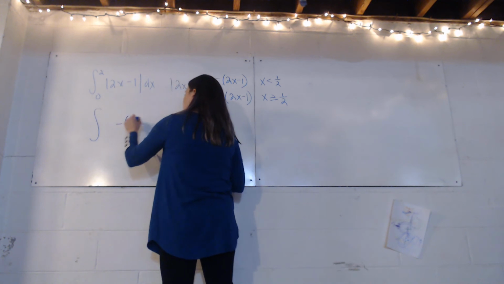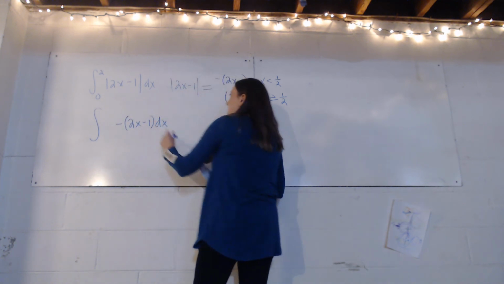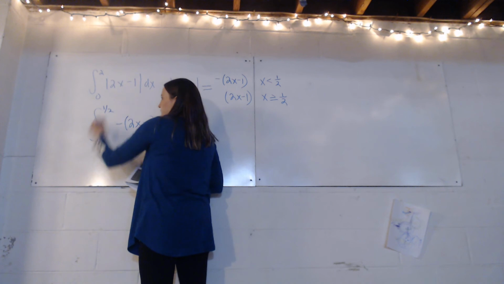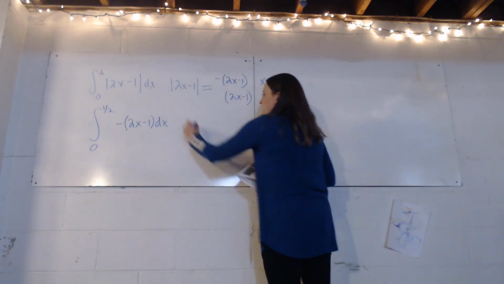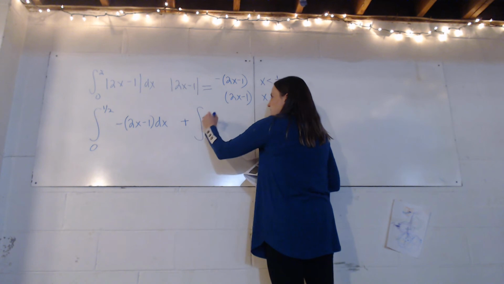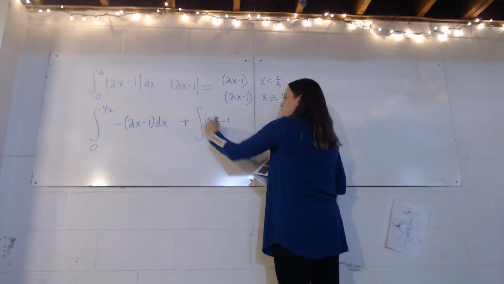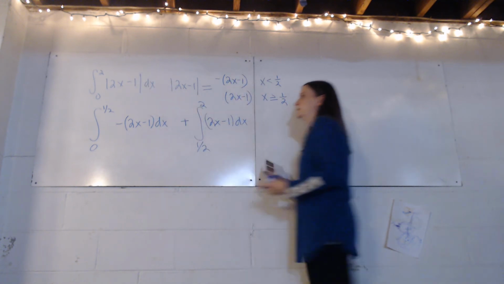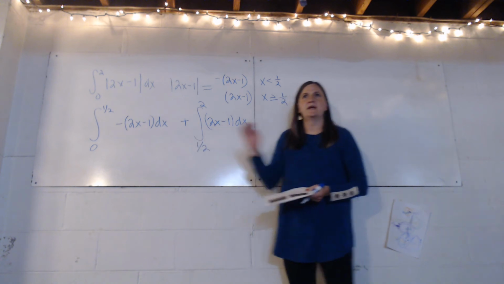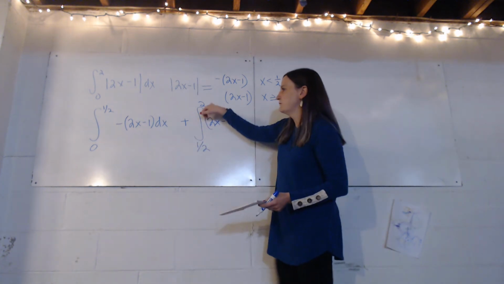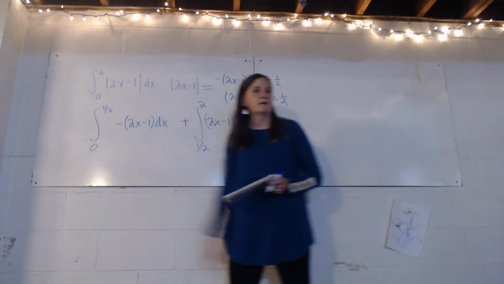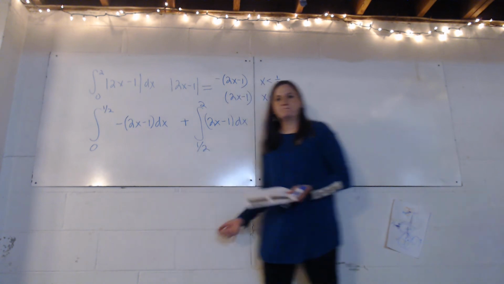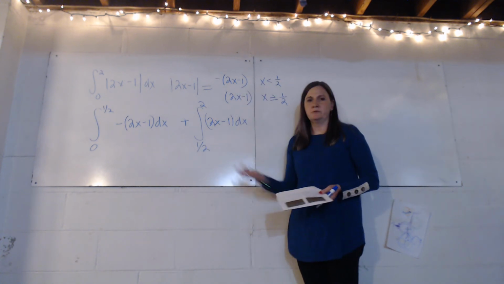So this thing becomes negative (2x minus 1). I'm going to integrate that, and this is valid when x is less than 1 half, so I'm going to take it from 0 up to 1 half. And then I'm going to add to that the integral of 2x minus 1 with respect to x from 1 half all the way up to the end of the range, which is 2. So this is an example of that additive property that I had up before. I'm still integrating from 0 to 2 in the end, I'm just splitting it up. I'm going 0 up to 1 half because this is true in that range, and then from 1 half up to 2 because this is true there.